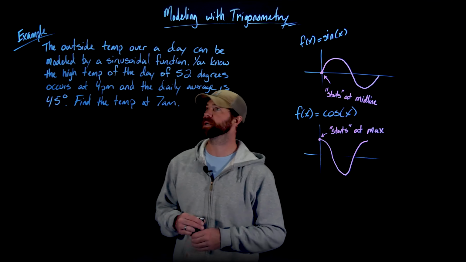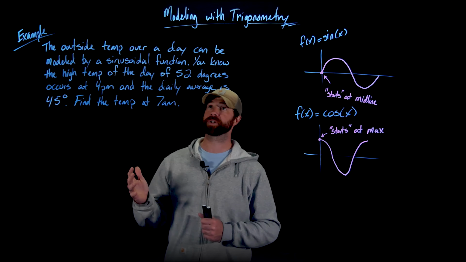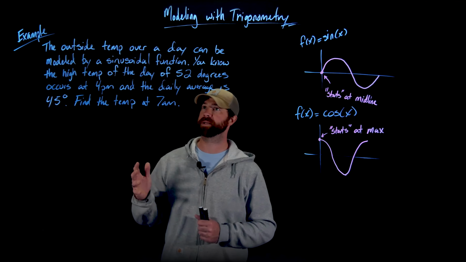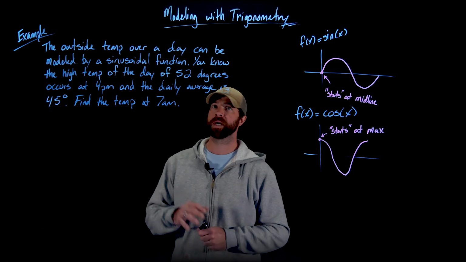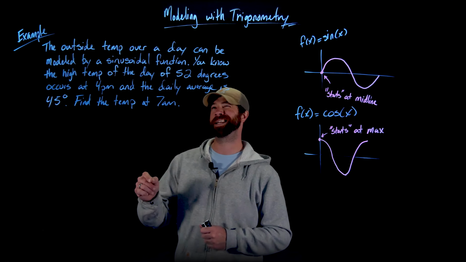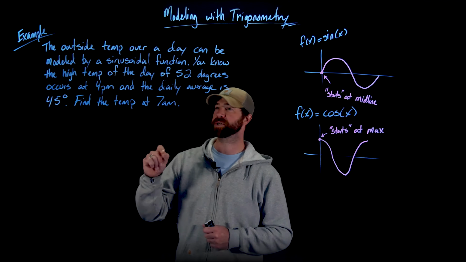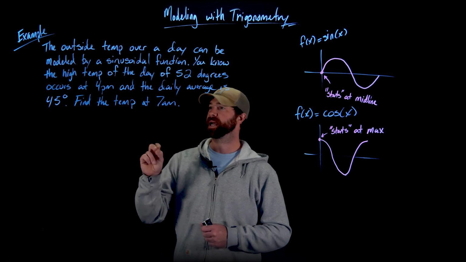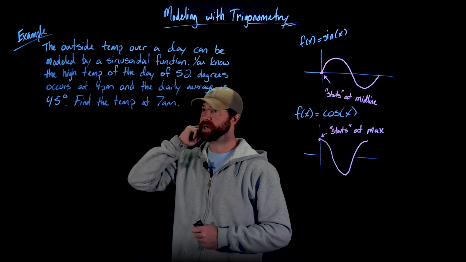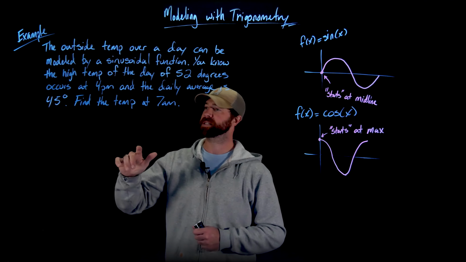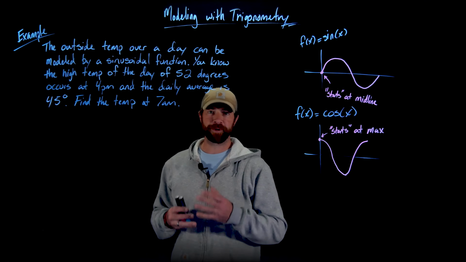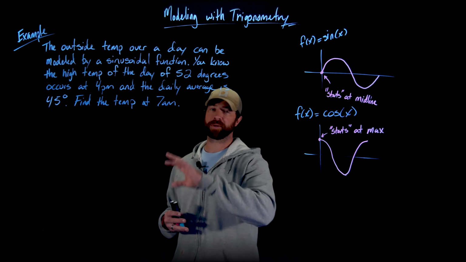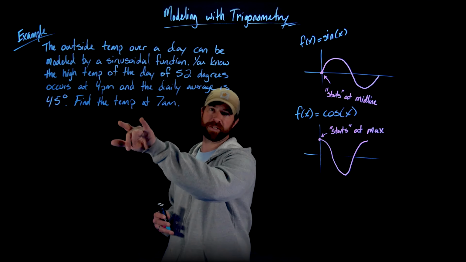Our example here is the outside temperature over a day can be modeled by a sinusoidal function. That's simply meaning we can use sine or cosine to model it. You know the high temp of the day of 52 degrees occurs at 4 p.m. and the daily average temperature is 45 degrees. We're being then asked to find the temperature at 7 a.m. Importantly here, we first need to develop a function that models this information before we can answer this question.